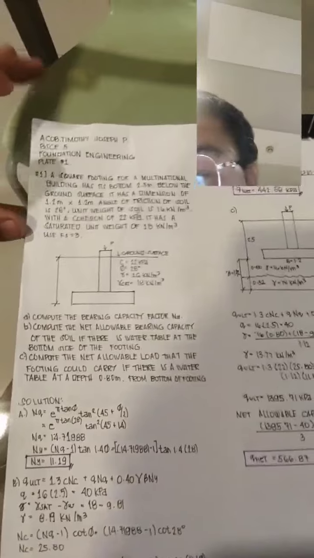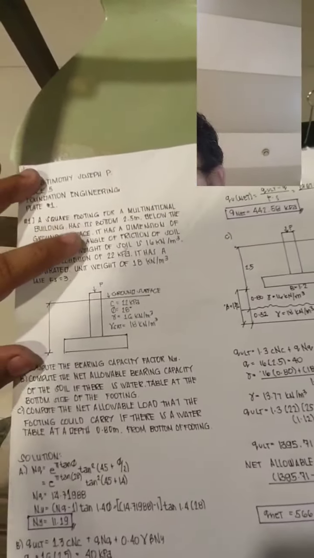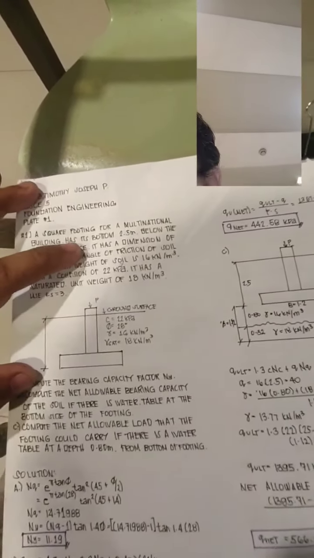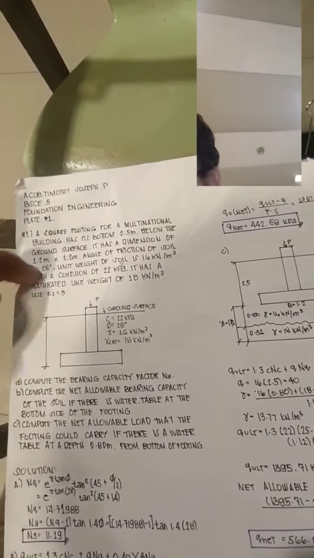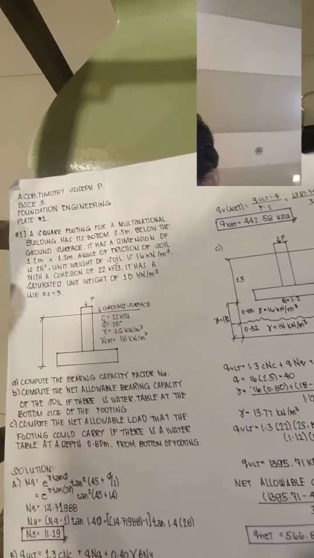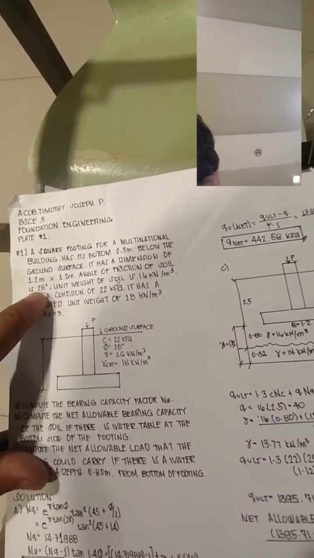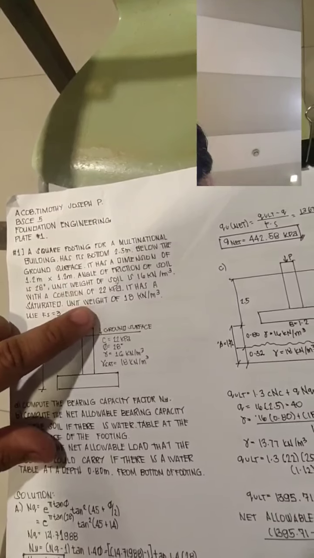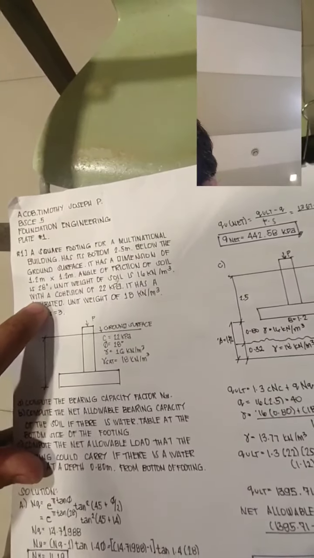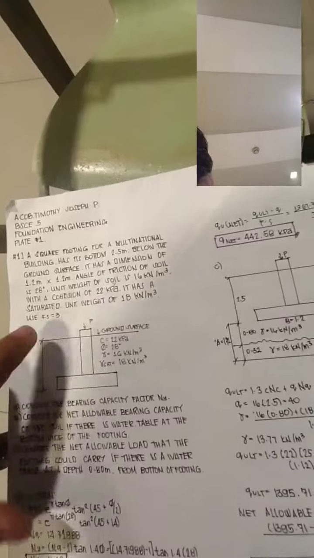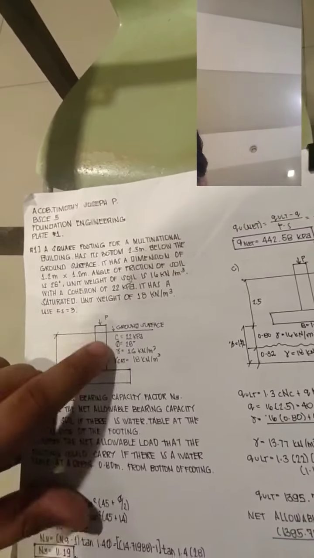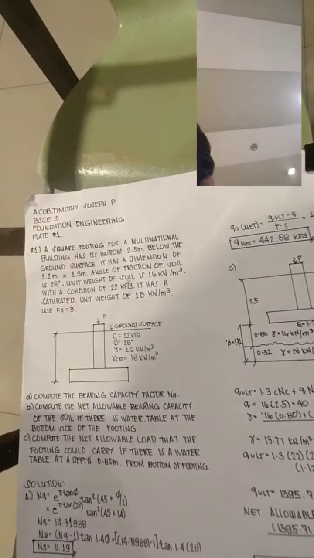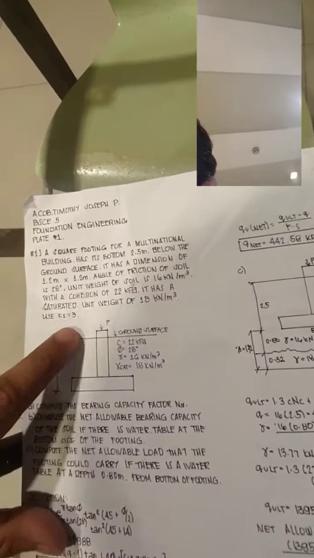Plate number 1, and given for number 1. The problem is a square footing for a multinational building has its bottom 2.5 meters below the ground surface. It has a dimension of 1.2 meters by 1.2 meters. The angle of friction of the soil is 28 degrees. The unit weight of soil is 16 kN per cubic meter with a cohesion of 22 kPa. It has a saturated unit weight of 18 kN per cubic meter. Use Fs equals 3.